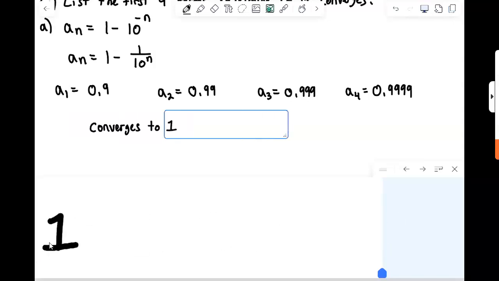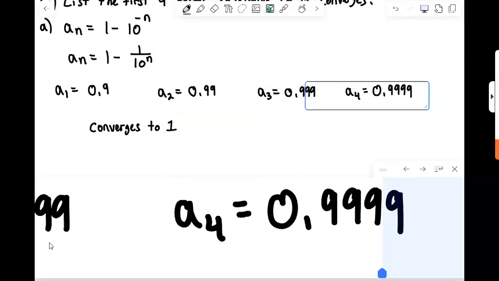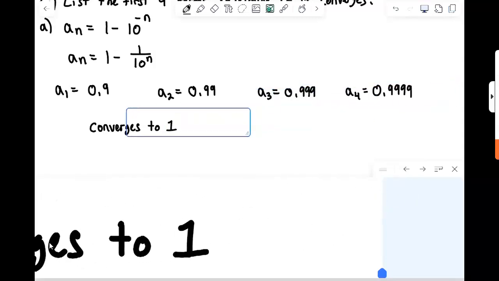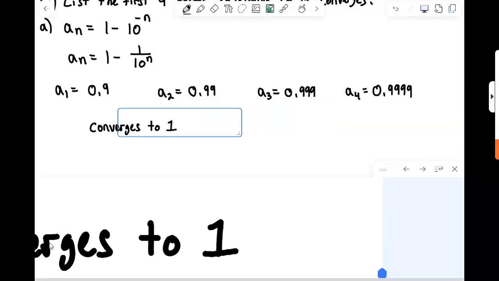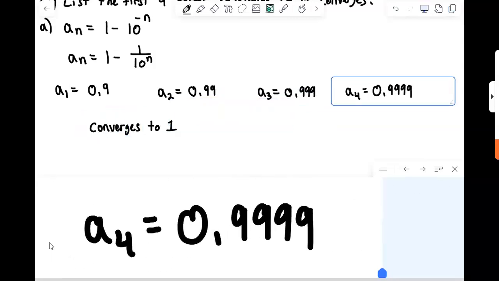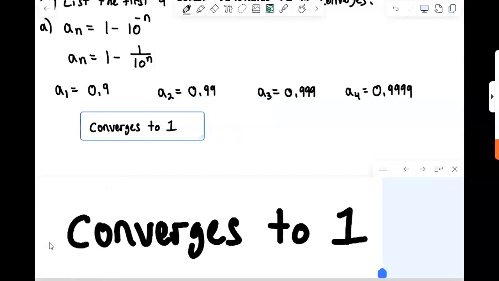Well, this is just getting closer and closer to 1. So we would say that it converges to 1. And again, we don't know that for sure yet, so that's still a little bit of an open question for us. We don't know for sure yet that it does converge to 1. But right now we're just basing it on what it seems like. Later on we'll have a more definitive way of answering that question.